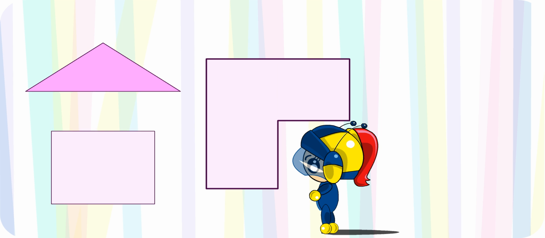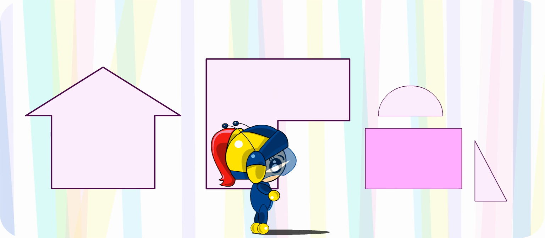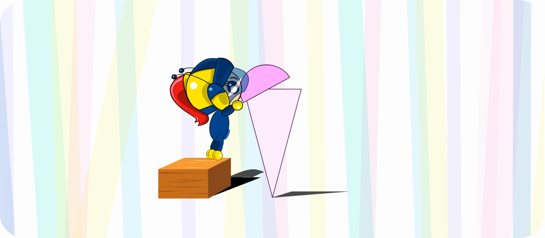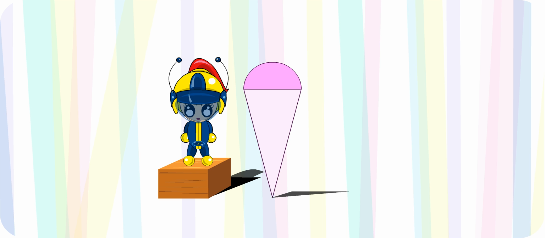Here are some other examples. So, as long as two or more shapes join together, a composite figure is formed. Right. Turbo Girl, do you know how to draw an ice cream cone? Yes, the ice cream cone can be drawn by joining a semicircle to a triangle. Good.